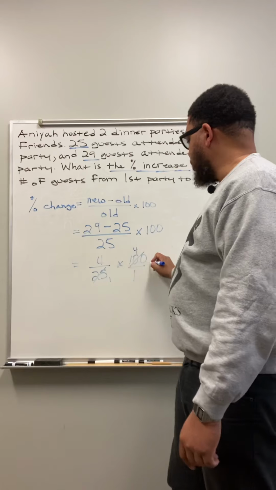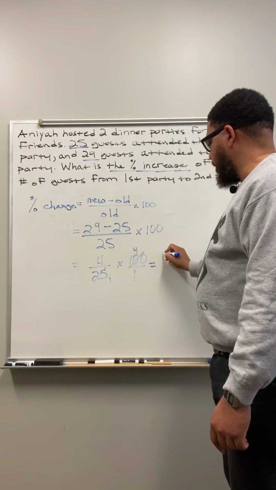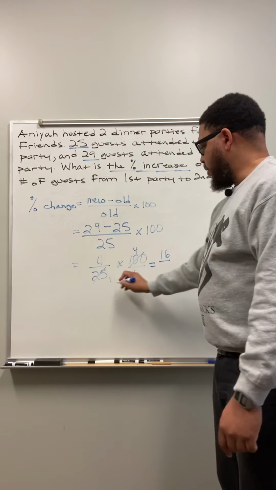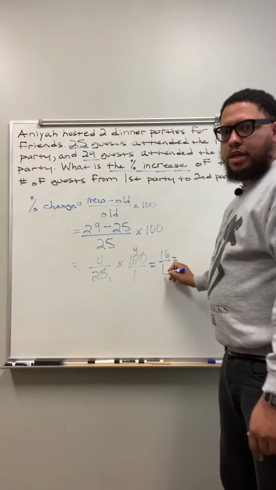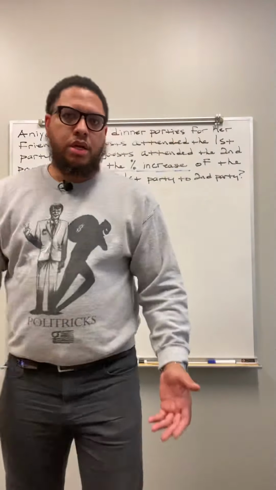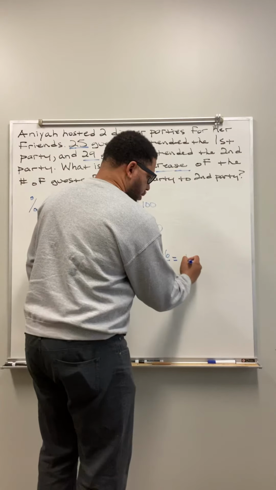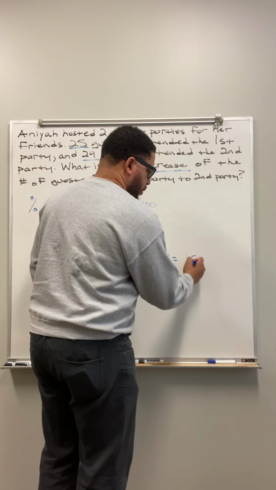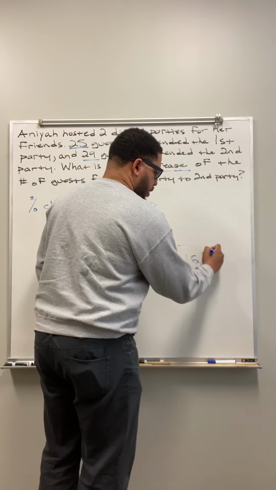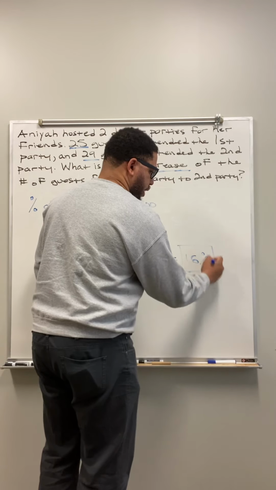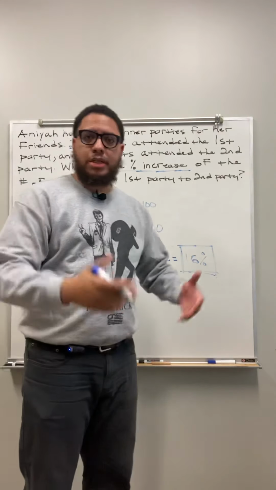So now I just multiply straight across, and I do 4 times 4, which is 16, and then 1 times 1, which is 1. But I don't really need this 1 anymore, right? I don't really need it. So I can just do 16 divided by 1, and that gives me 16. So this is my final answer. So this means that there was a 16% increase from the first dinner party to the second dinner party.